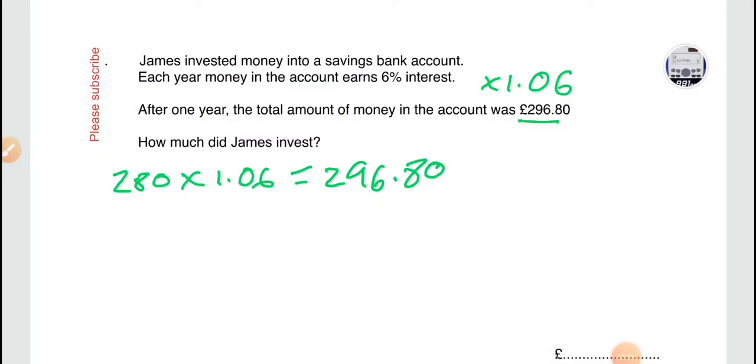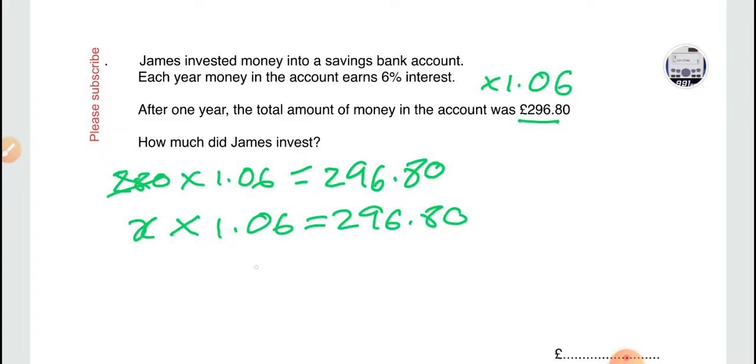In fact, this shows us another way to do this question. We could have done, imagine we didn't know what this amount was. So we say it's X. X times 1.06 has to equal £296.80. Now we want the X by itself on the left side of the equal sign. So if we divide both sides by 1.06, we'll be left with just X on the left hand side. So X is £296.80 divided by 1.06.